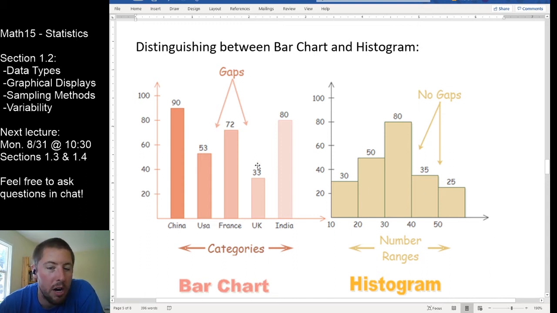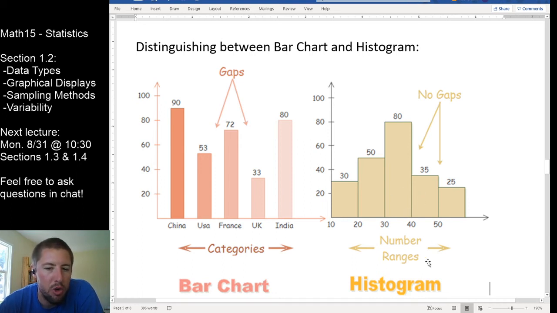So again, bar chart versus histogram. A bar chart is measuring the number of occurrences of categorical data, how many data entries fall into a category. So this is for categorical data. Histograms are for numerical data. So these are for two different data types.